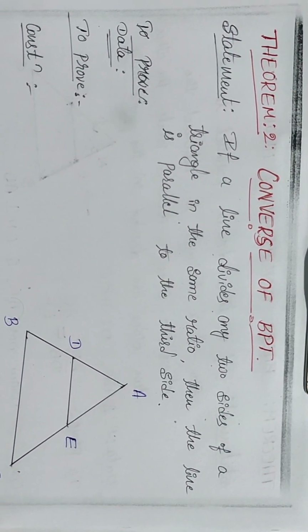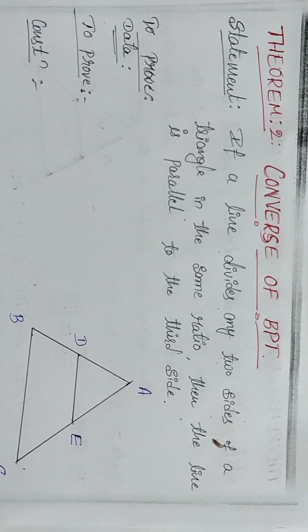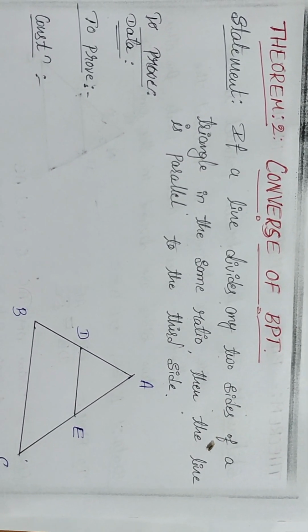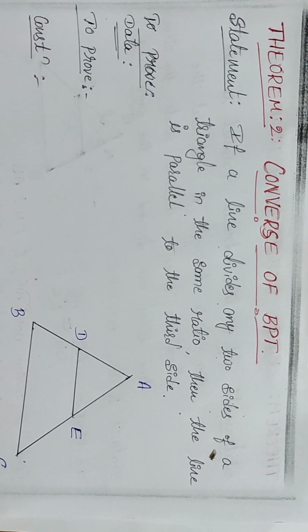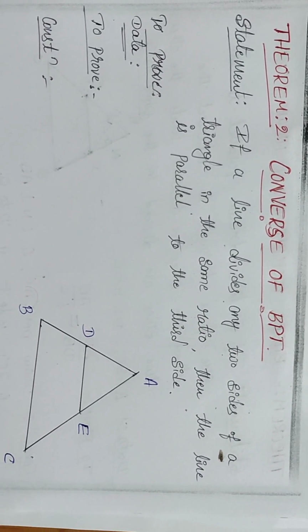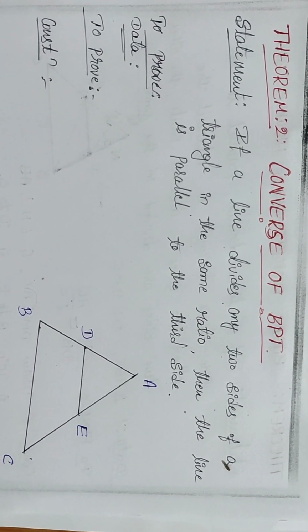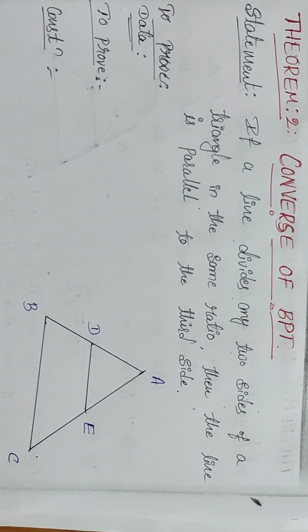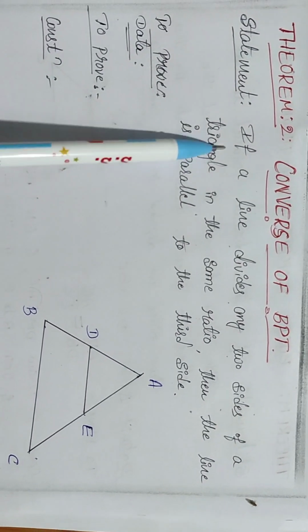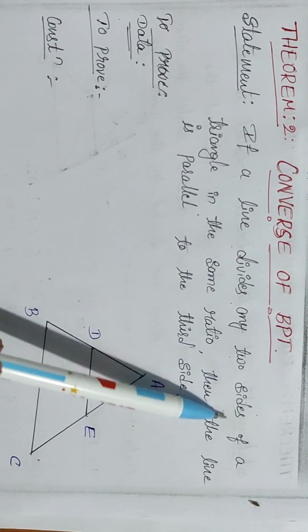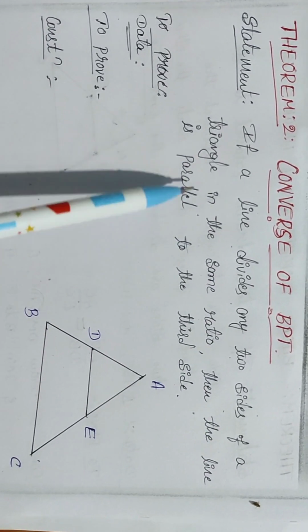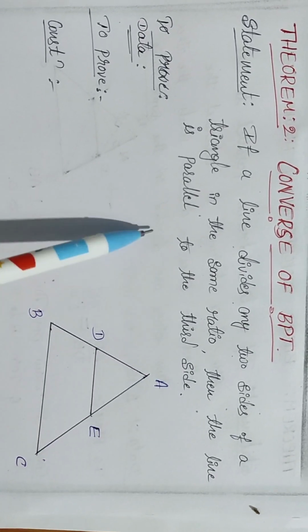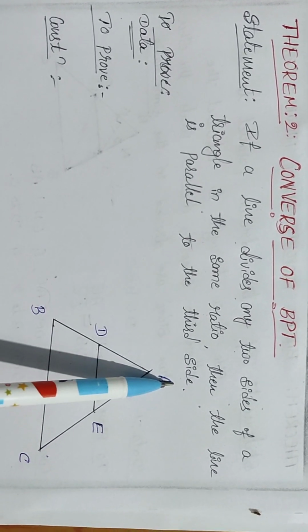In the previous video I uploaded the basic proportionality theorem, that is theorem 1, and in this session we are discussing theorem 2, that is the converse of BPT, just the reverse of that one. So the statement of this theorem is, if a line divides any two sides of a triangle in the same ratio, then the line is parallel to the third side.